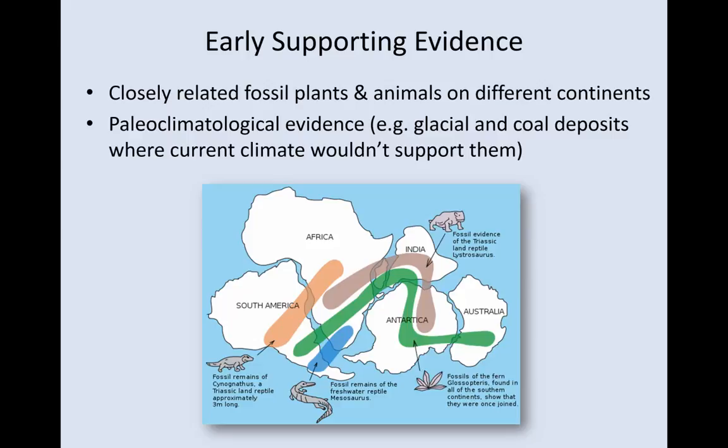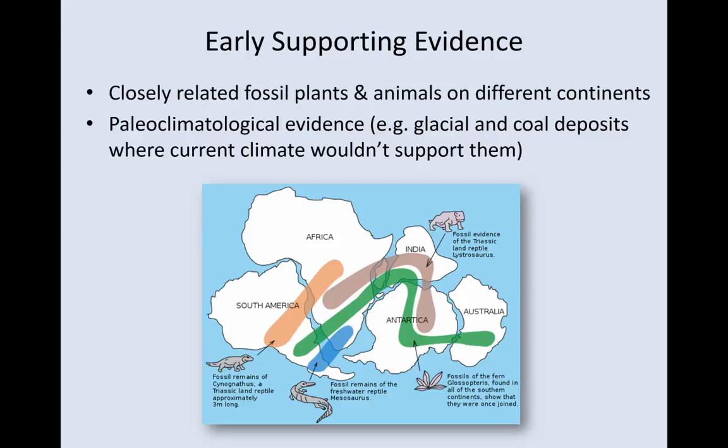Even so, there's some pretty interesting evidence to support this idea that the continents were once united. If you look at different continents, you'll often see closely related fossils, suggesting that the same plants and animals once inhabited areas that were once together and are now diverged.